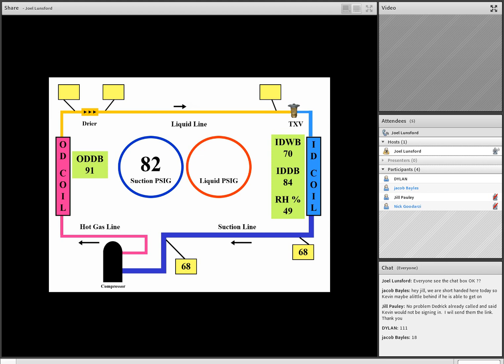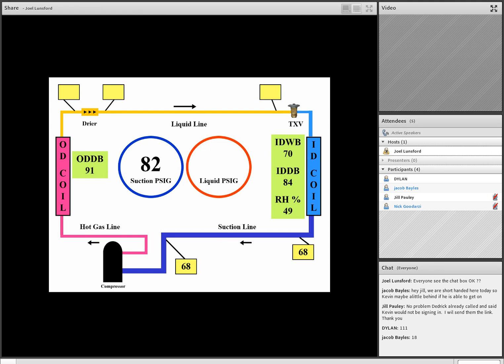We see we have a hot gas line coming off the compressor to the outdoor coil, where that hot gas will be turned into a liquid. We then have that liquid coming out of the outdoor coil, passing through a filter dryer, down a liquid line to a TXV. The TXV is then spraying liquid refrigerant into the indoor coil, where it will boil off and turn into a vapor. We then have that cool vapor coming down the suction line back to the compressor.